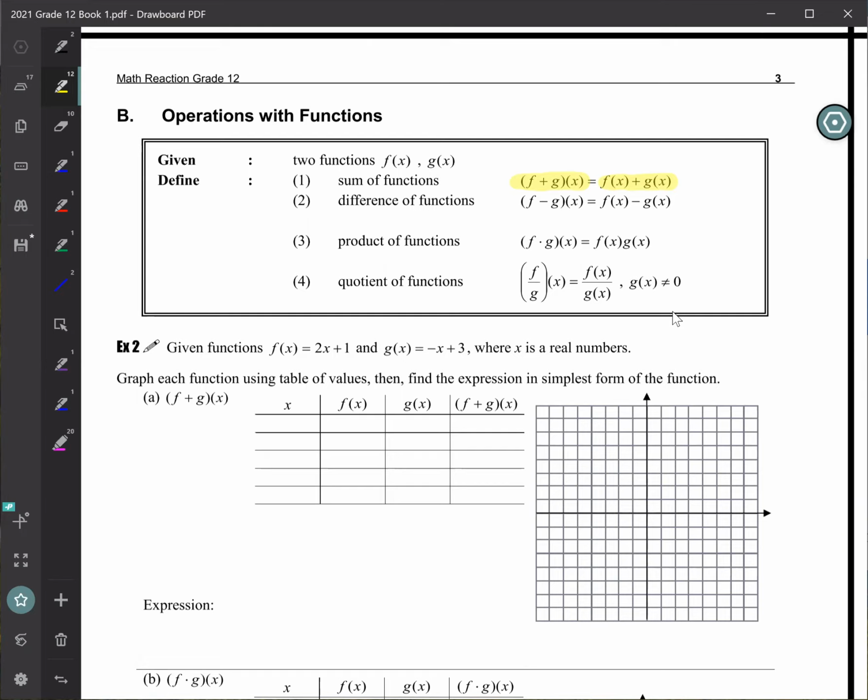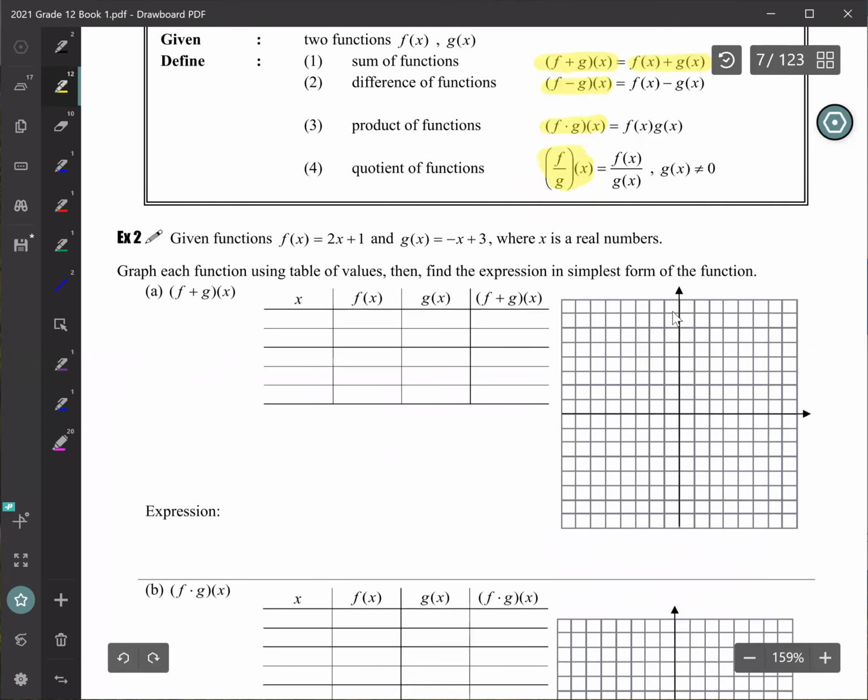And then similar for difference, okay? For multiplying, for dividing, okay? So we have 4 operations. So of course, they will give you 2 functions and then ask you to add them up, okay? And also make the graphs. So here we'll try an example, okay?